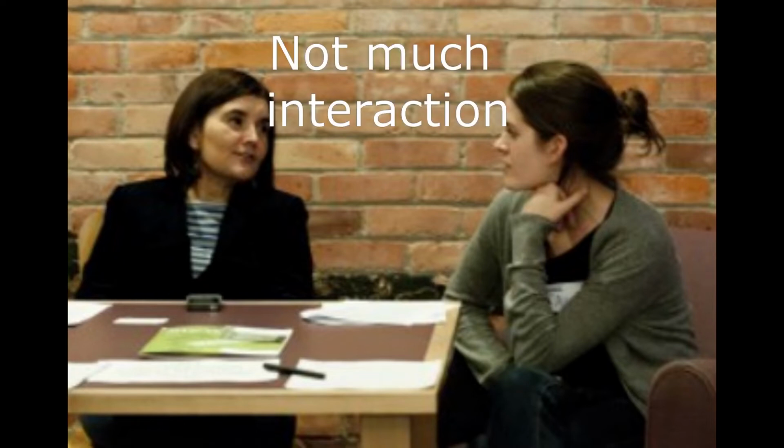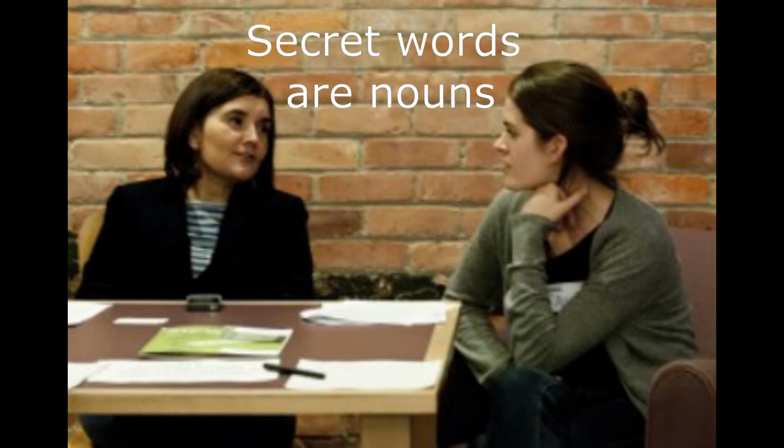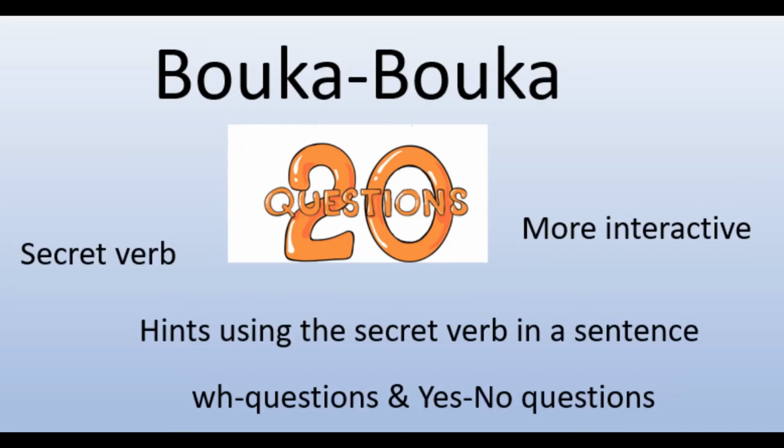Well, let's imagine that I have the secret word and you are trying to guess it. First of all, you'll only be asking me yes, no questions. And I'll just respond with one word, either yes or no. So, there really isn't much interaction between us. Also, all the secret words are nouns. So here's how we can make it more interactive so both students say more and can ask all different kinds of questions. Great. It's called Buka 20 questions.